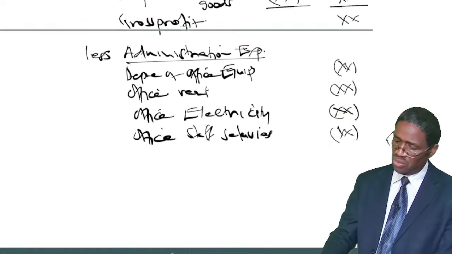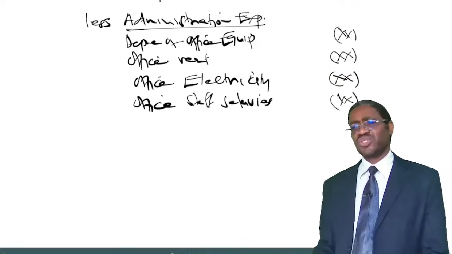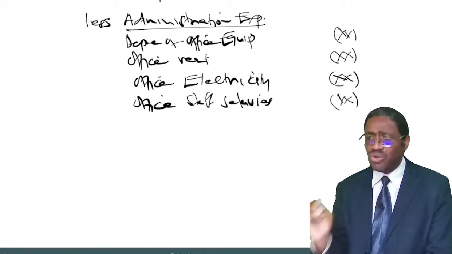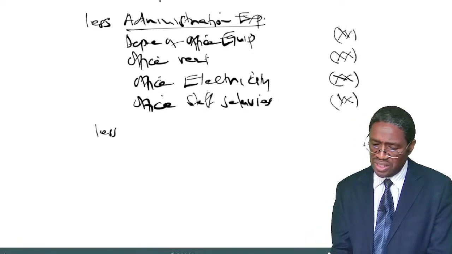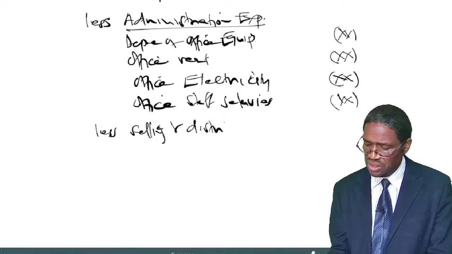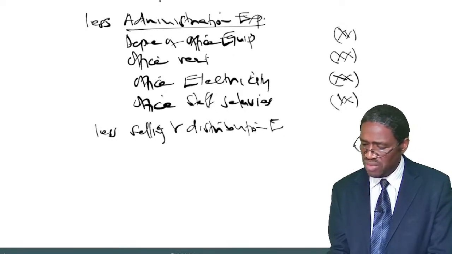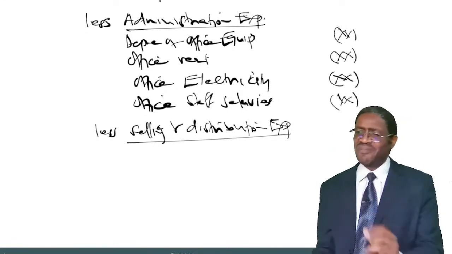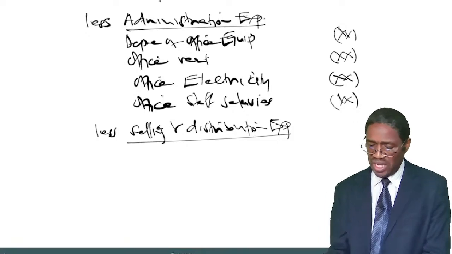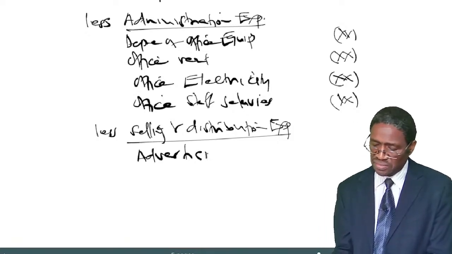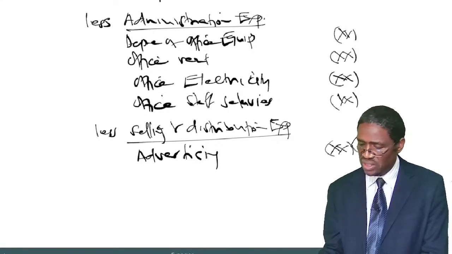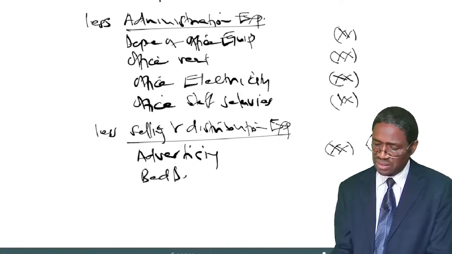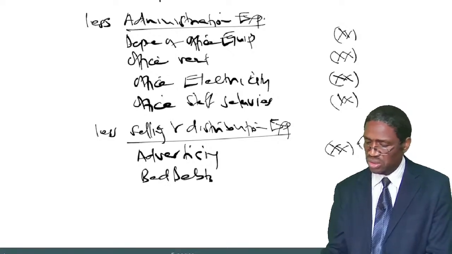Once you get those ones, I am assuming those are the only administration expenses. Now you go to the last category, and that is the last one called selling and distribution expenses. You now list all the other expenses by the name of selling and distribution expenses. Of course, we have identified a few, you remember, like what? Advertising. Whatever it is, you minus. We said bad debts. Bad debts is another example of selling and distribution.